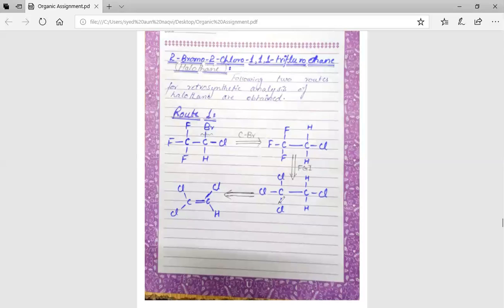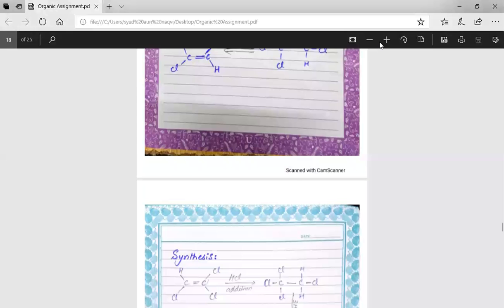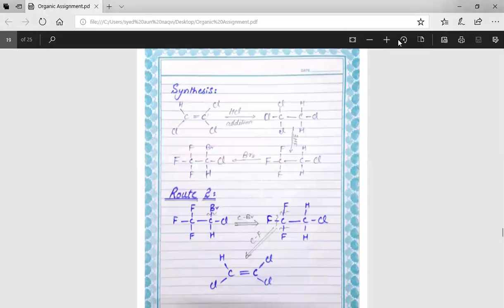1,1,1-trifluoro-1,1,1,2-tetrachloroethane molecule. So when we remove a chlorine from this carbon, we will have 1,1,2-trichloroethane molecule. So this will be our starting material for the halothane. Moving toward the synthesis of the halothane from route 1.